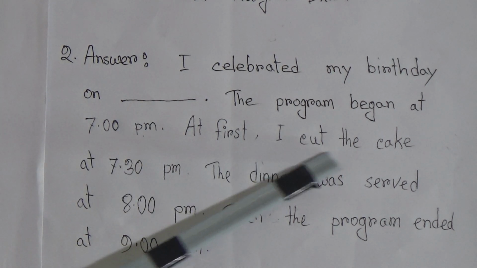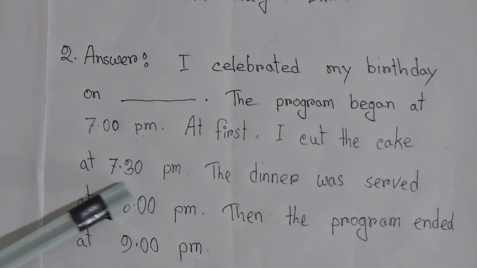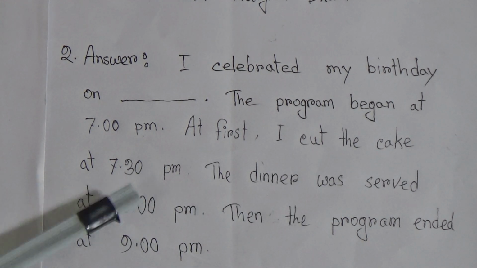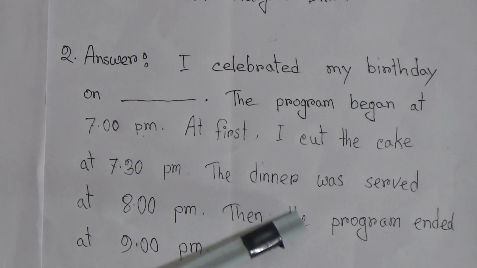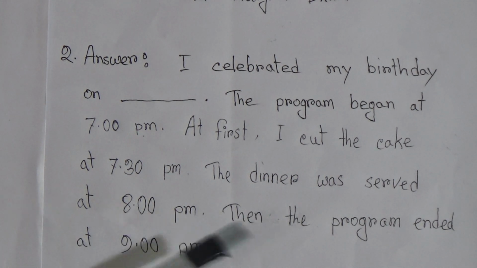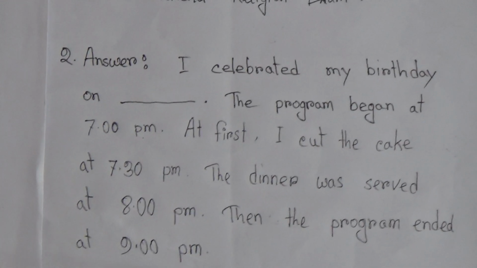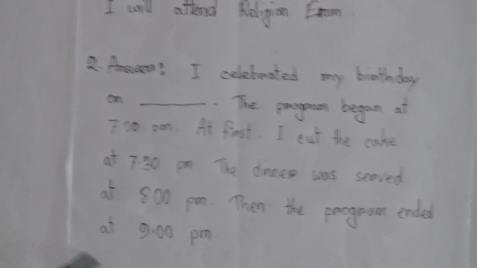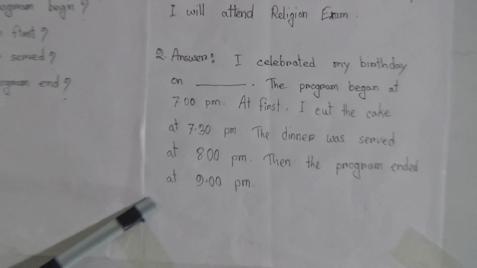So here the question was, what did you do first? At first I cut the cake at 7:30 p.m. Then the next question was, when was dinner served? The dinner was served at 8 p.m. Then the last question was, when did the program end? Then the program ended at 9 p.m.